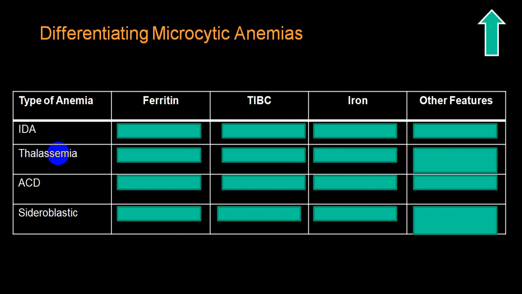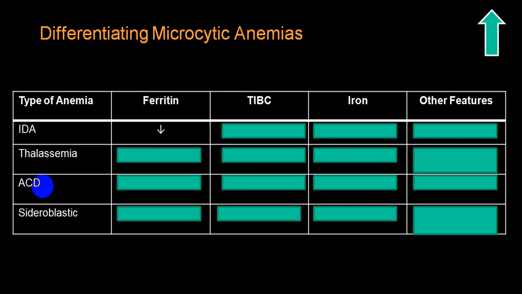So we have four common varieties: iron deficiency anemia, thalassemia, anemia because of chronic disease, particularly chronic inflammation, which includes rheumatoid arthritis, even malignancy, etc. And the fourth group, sideroblastic anemia and even lead poisoning or lead toxicity.